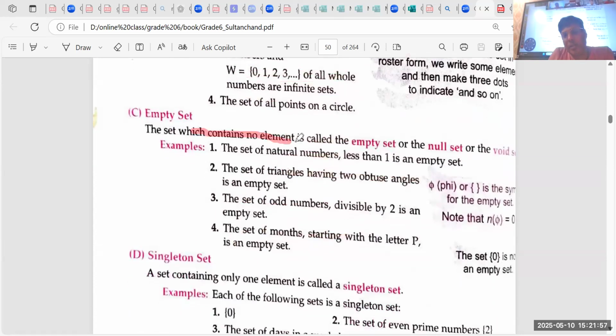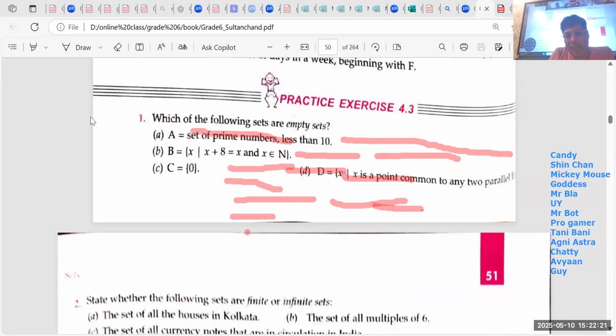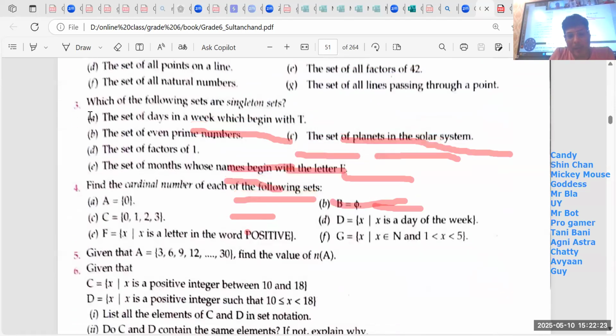Then empty set. A set which contains no element is called the empty set, or the null set, or the void set. The set of natural numbers less than 1 is an empty set because 0 is a whole number, not a natural number. The set of triangles having two obtuse angles is an empty set because a triangle can have maximum of one obtuse angle. The set of odd numbers divisible by 2 is an empty set because odd numbers are not divisible by 2. Then we have singleton sets which have one element only.